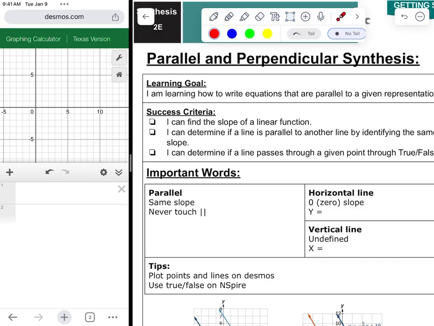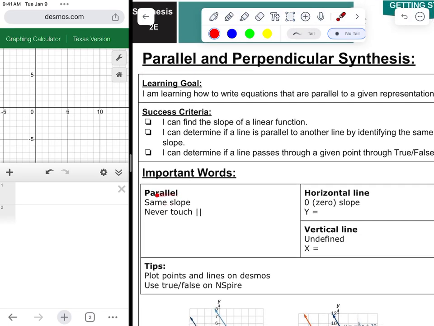So here we go. All right, today we're talking about parallel lines. Parallel: same slope, never touch. So what we're talking about is two lines that are doing something like this. They could be doing this. They could be doing this.